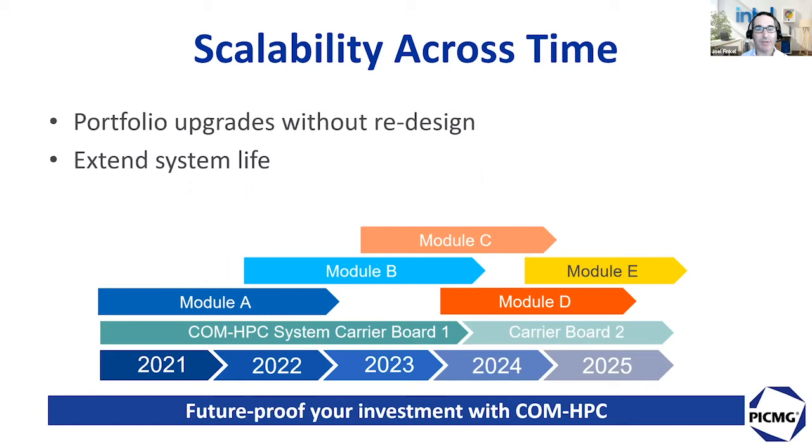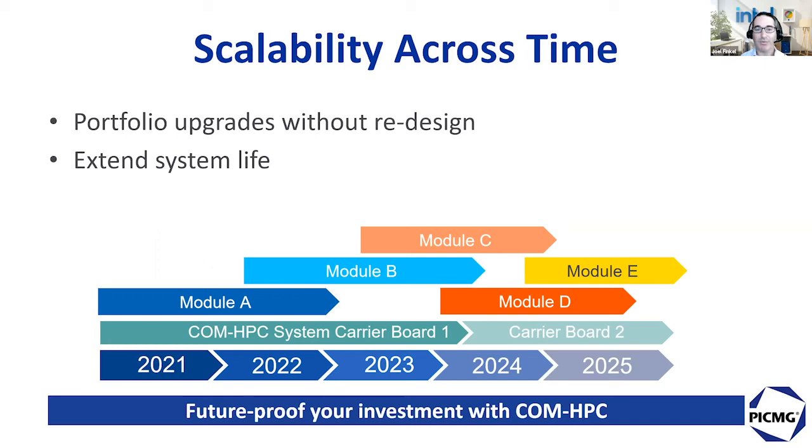However, that system carrier is designed for PCI Express Gen 4 speeds, so you're not able to get the full performance from Module C. But with a planned refresh of the system carrier, Module C can be paired with the second carrier board, replacing the first carrier, and now you can get the full benefits of PCI Express Gen 5 peripherals. Eventually, the entry-level product for Module A gets replaced with Module D, and the cycle continues further in time.